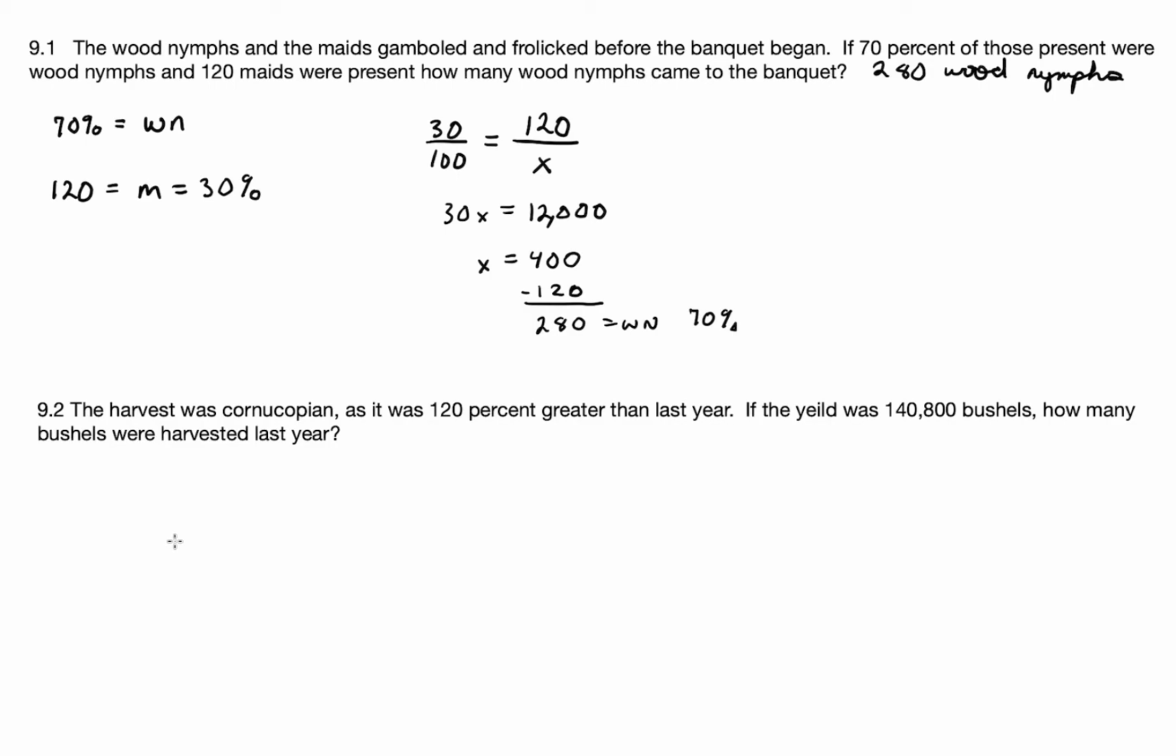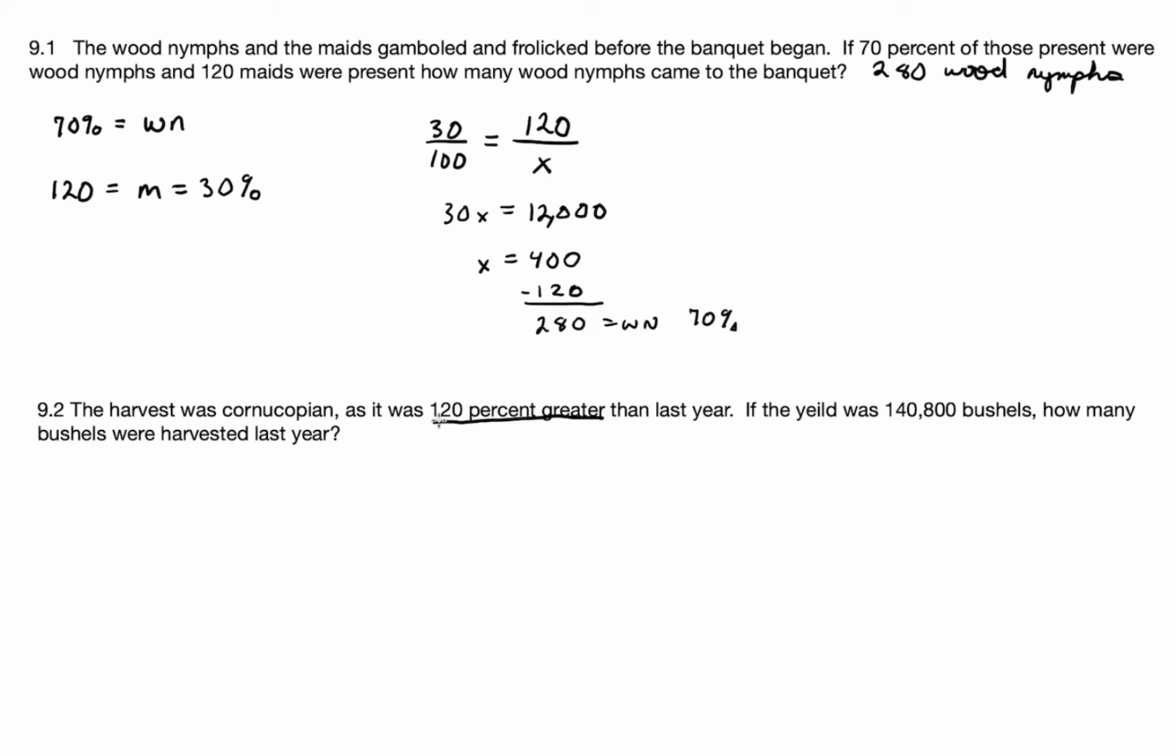So, second problem. 9.2. The harvest was cornucopian. Cornucopian means bountiful, as it was 120% greater than last year. That's important. Let's underline that. If the yield was 140,800 bushels, how many bushels were harvested last year?